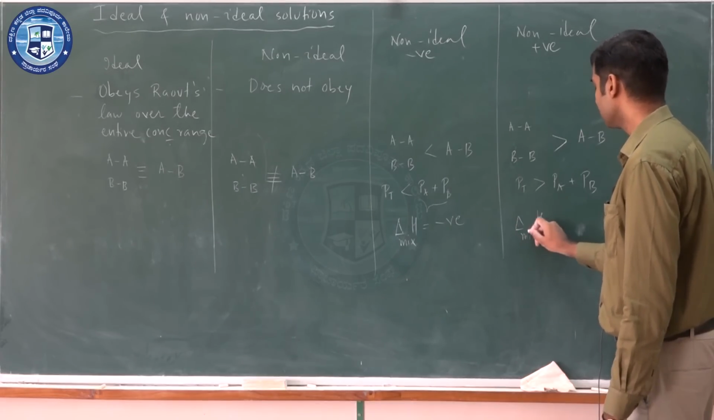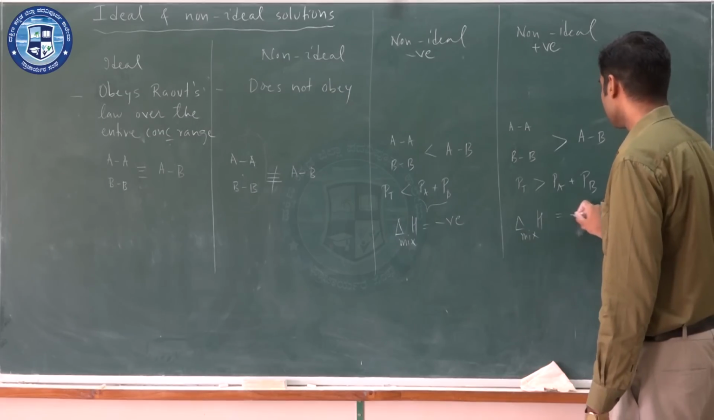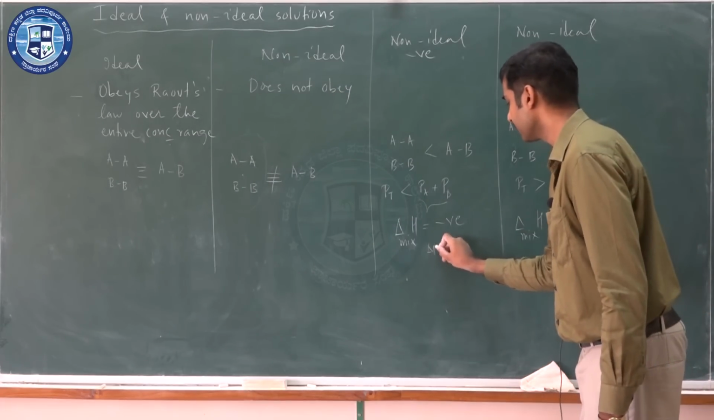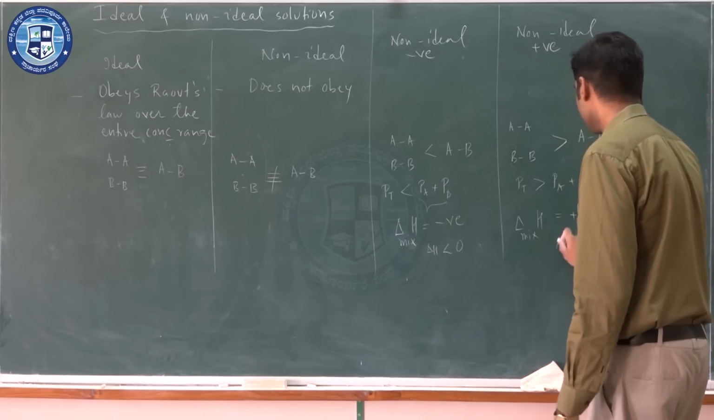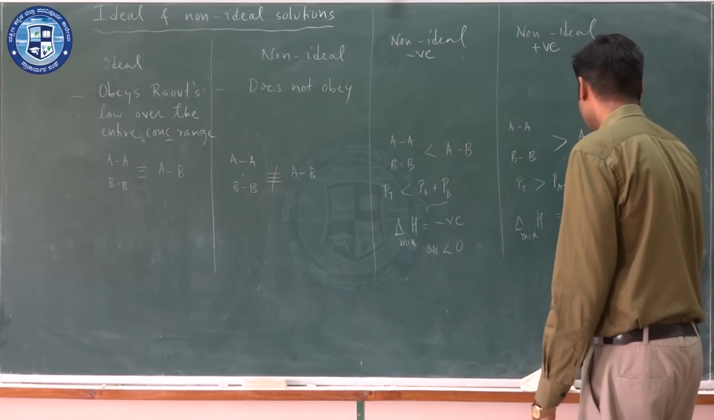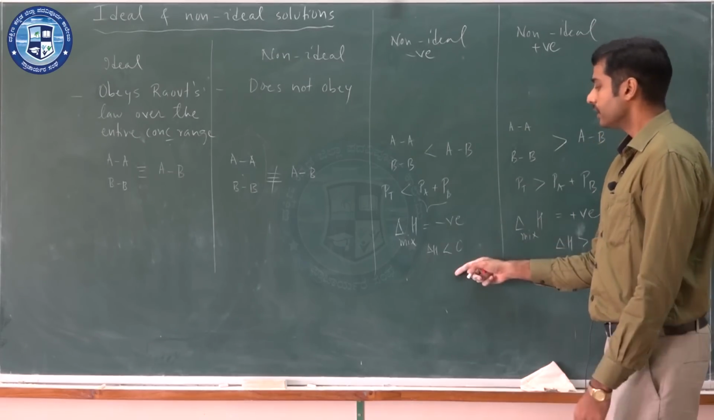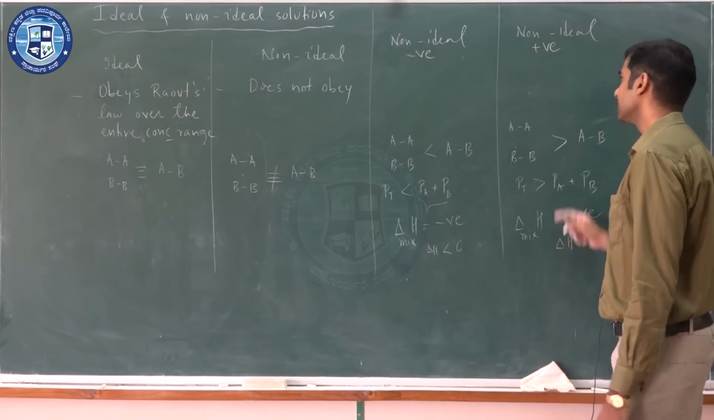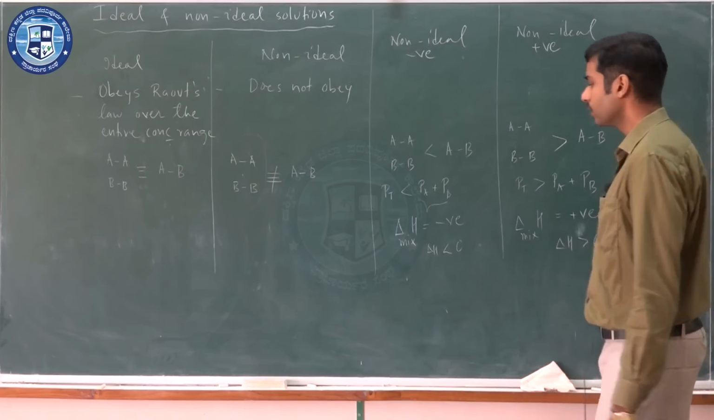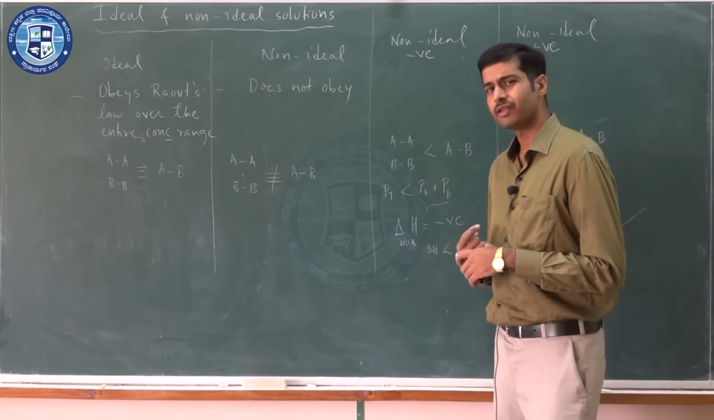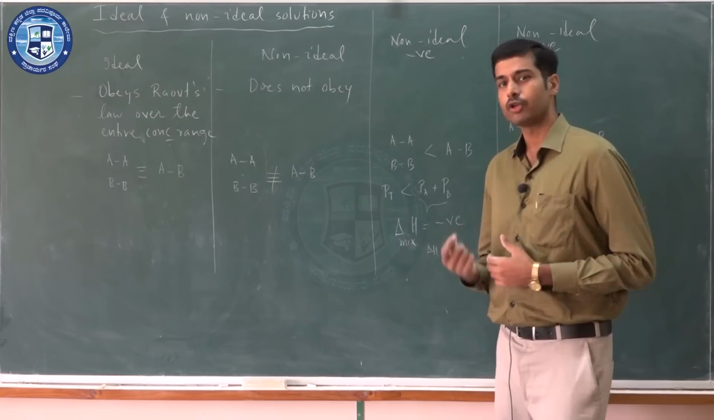Delta H mixing is positive, or you could also represent this as delta H is less than 0. Here you could represent this as delta H greater than 0. Both mean the same. This is an exothermic process, whereas mixing in this particular case is an endothermic process. What will happen to the change in volume? Is there any volume change or not?